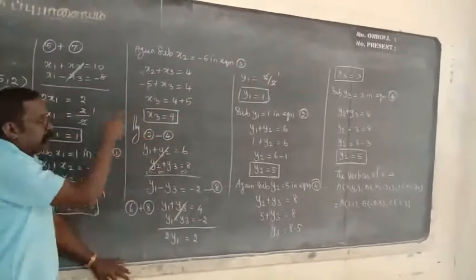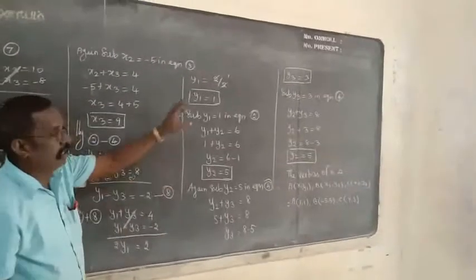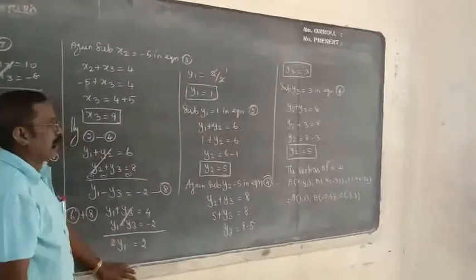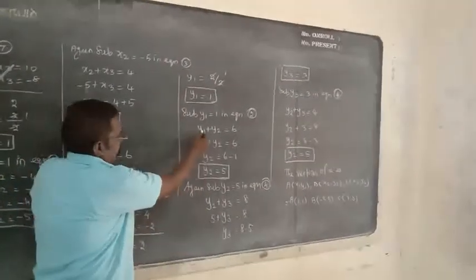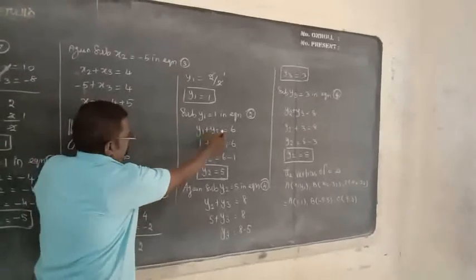So next substitute y1 equal to 1 in equation number 2. Taking the second equation, y1 + y2 equals 6.